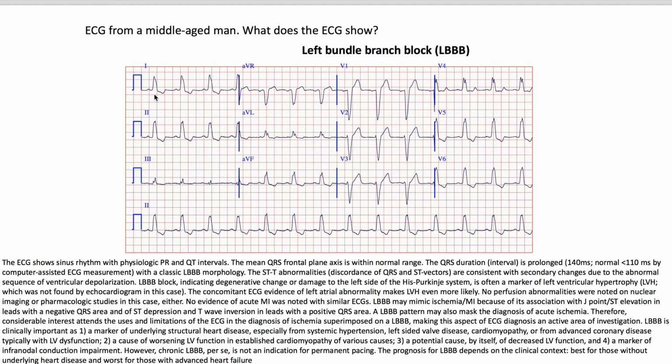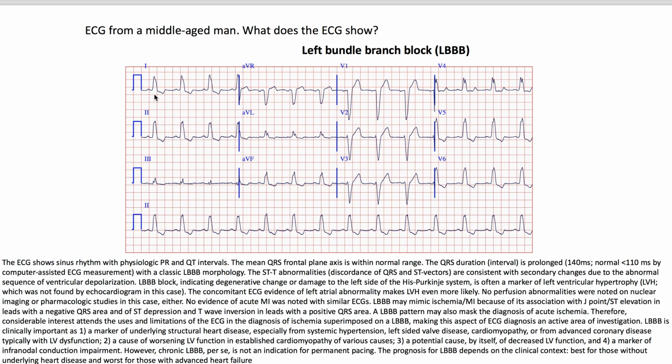Left bundle branch block is clinically important as, 1. A marker of underlying structural heart disease, especially from systemic hypertension, left-sided valve disease, cardiomyopathy, or from advanced coronary disease, typically with LV dysfunction.